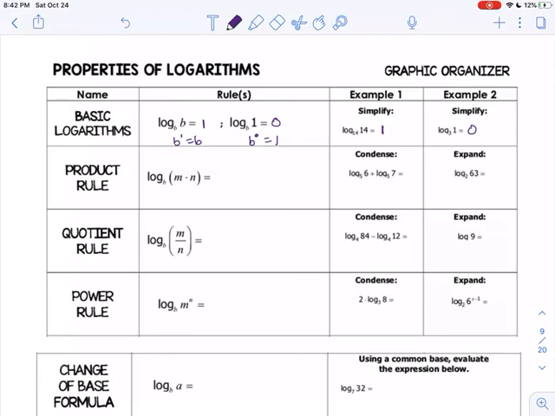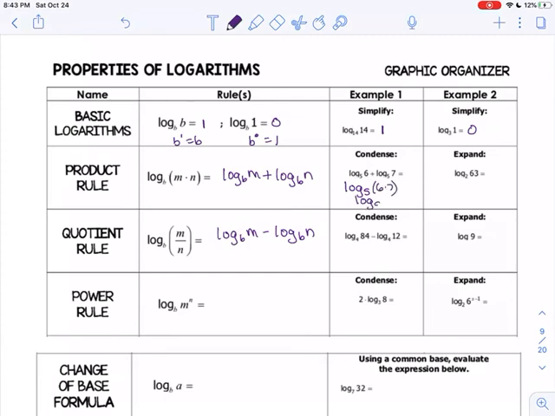An example, if I want to simplify, log base 14 of 14 just equals 1. Log base 3 of 1 equals 0. Any base, it doesn't care. I don't care if it's log base 3, log base 4. If it's of 1, then my answer is 0. The product rule, log base b of m times n, is the log base b of m plus the log base b of n. So I separate them and I add them. When I have division, I separate them and I subtract them.